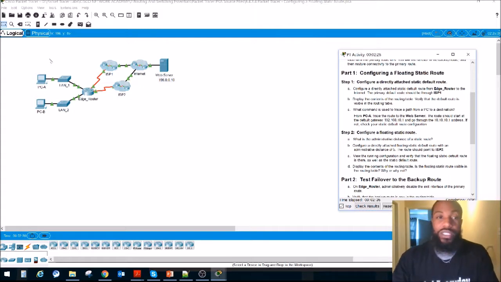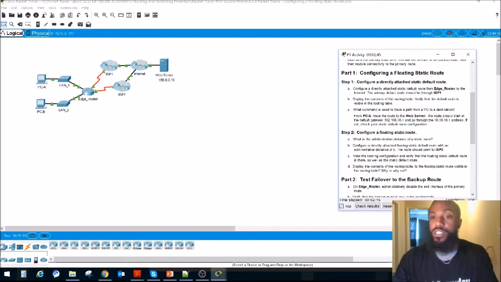So notice here we've got two local area networks. We got local area 1, local area 2. We got our edge router here. We got two ISPs right here. Then we have the internet right here and the web server. So we got these two local area networks that are trying to get to this web server on the internet, right?